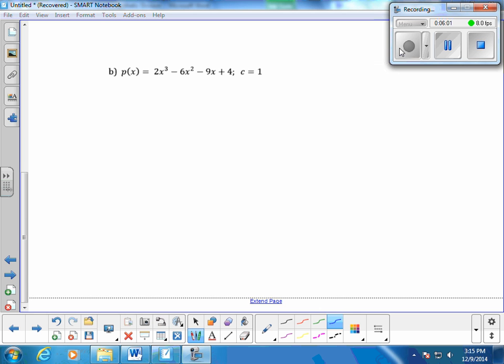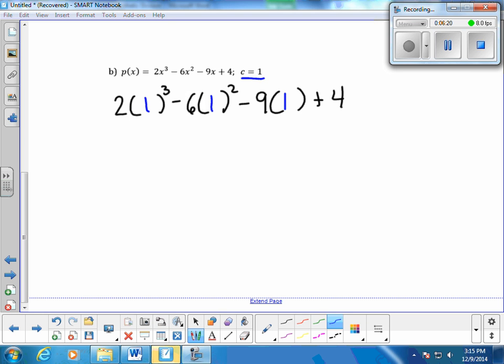And they ask us to do the same thing with part B. They said, is c a 0 of this polynomial? So everywhere there's an x, put a parenthesis, and then we're going to go back and substitute that value in and evaluate it. This time we're going to plug in a 1. Everywhere x is at, plug in a 1.